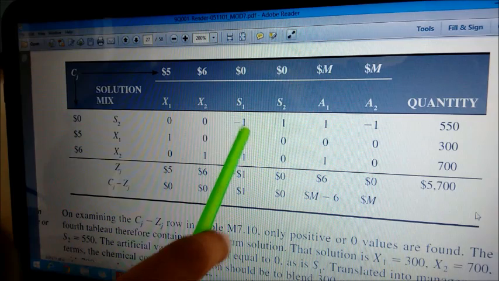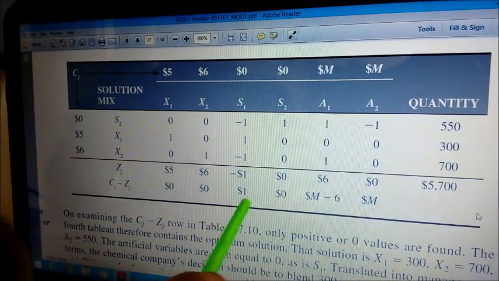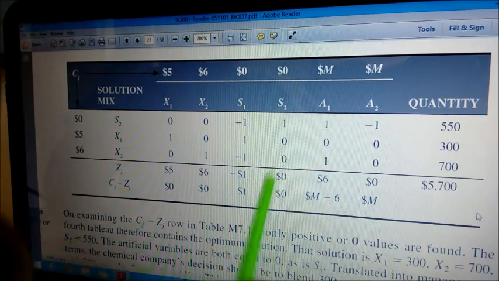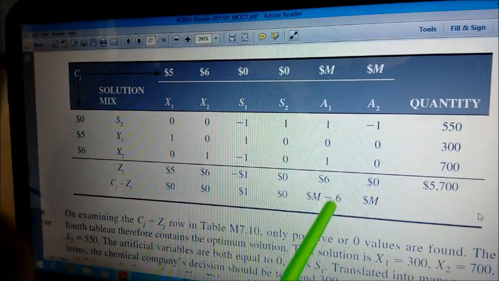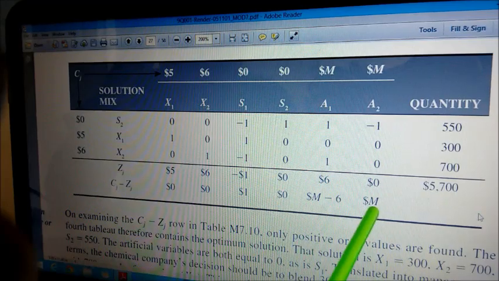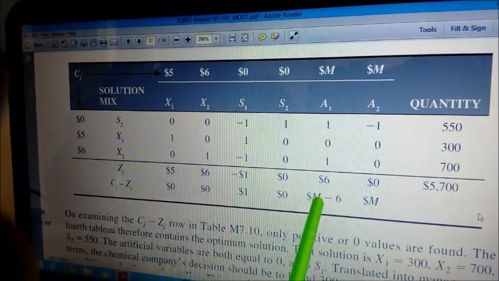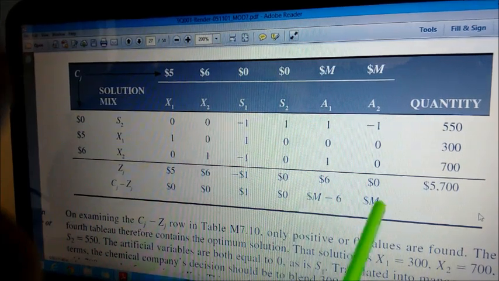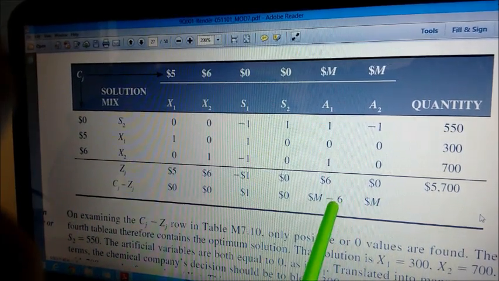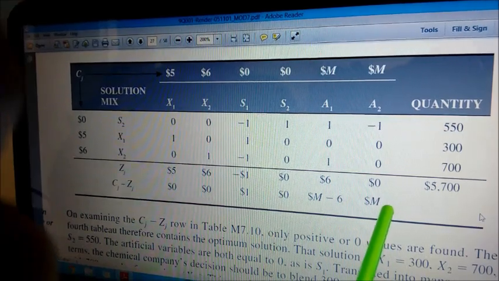So in our case, the negative of this value, I'm sorry, so -1 will be the shadow price of the first constraint. Similarly, for A1 and A2, 6 will be the shadow price in the second constraint, and 0 will be the shadow price in the third constraint. Here we ignore m, and we'll only take 6, the negative of -6, that will be 6, and 0 will be 0 in this case.